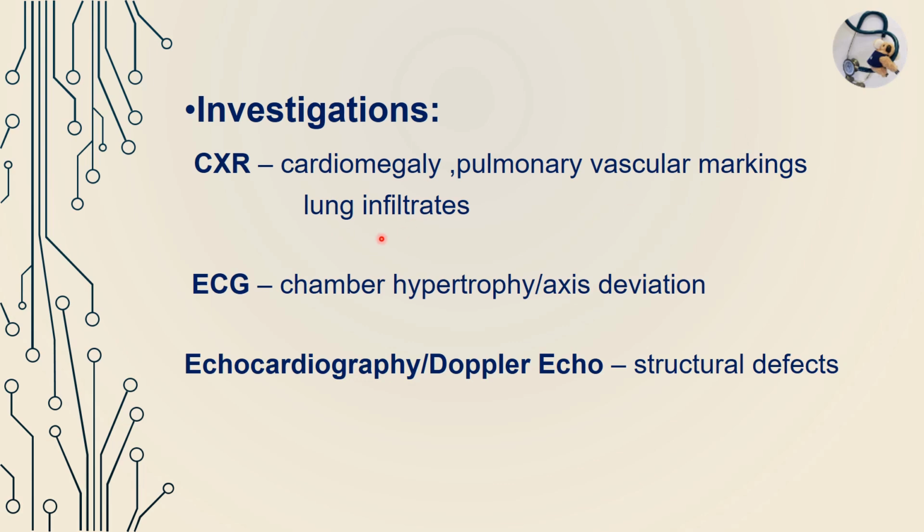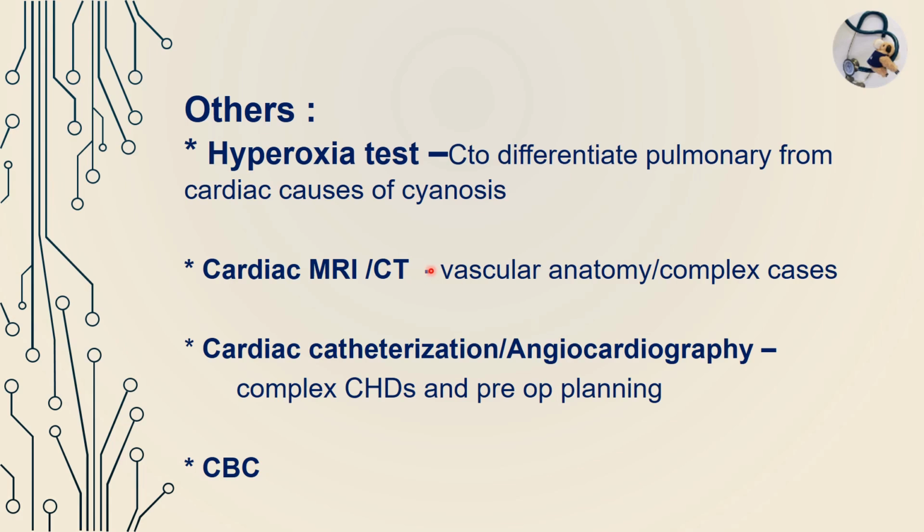Then look for the lung infiltrates for any pneumonia or any lung infections, which is very commonly seen in the cyanotic heart diseases. Then ECG, you check for the chamber hypertrophy and axis deviation. Then you do the echocardiography or Doppler echo for the final diagnosis, where you can detect the structural defects of the different heart diseases.